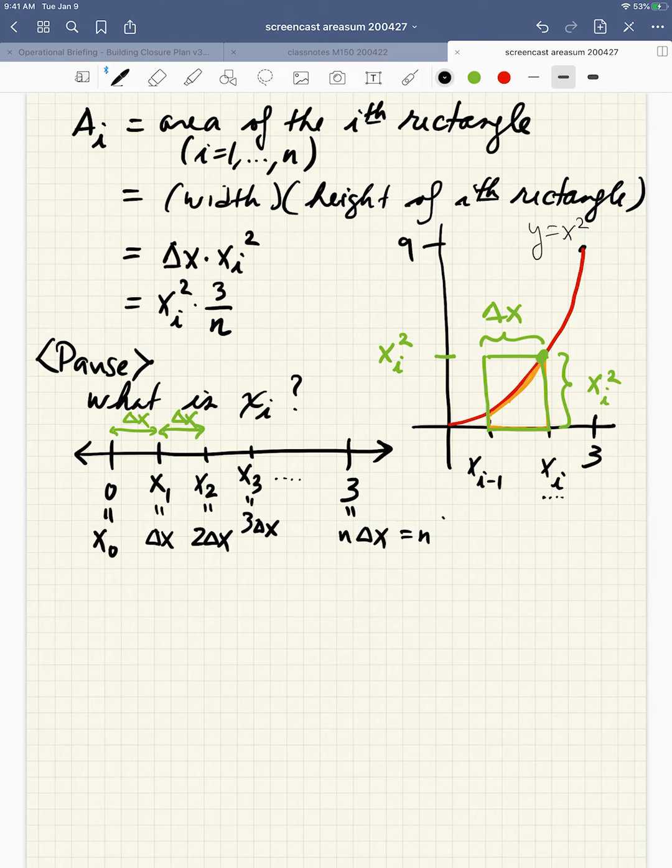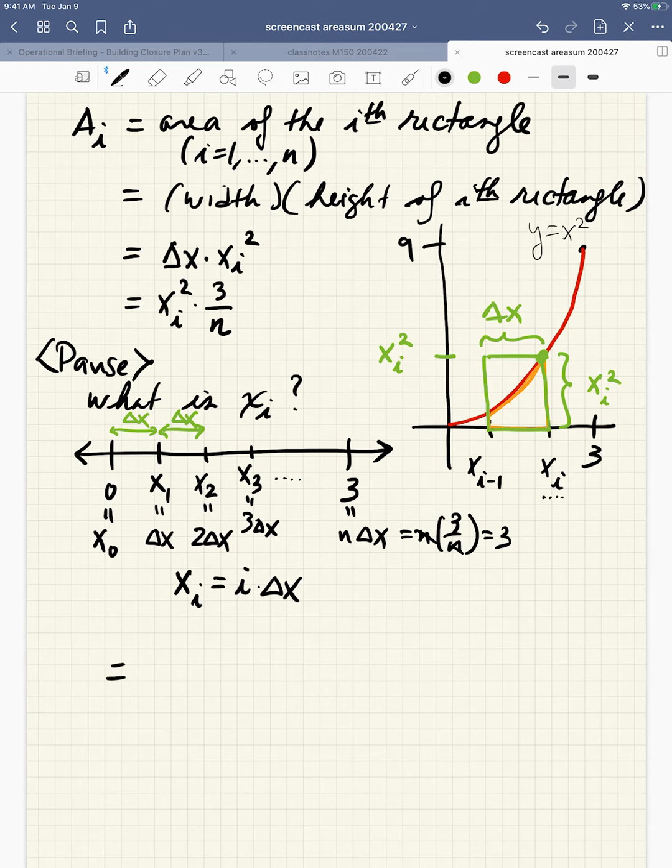And you could check that. Delta x is 3 over n. N's cancel and you get 3. So nice internal consistency there. But what I want to point out here is we've just discovered this formula for xi. Xi is i times delta x.